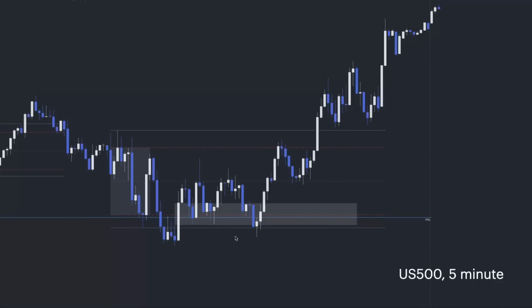So once again, maybe you didn't feel comfortable taking this because we broke the DR low and you didn't want to go against the 80 to 90% probability. That's fine. All I'm suggesting is that this is something to take into consideration.